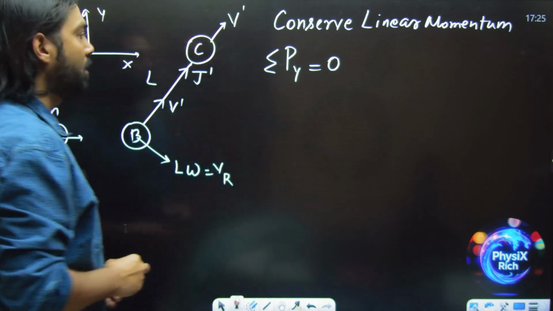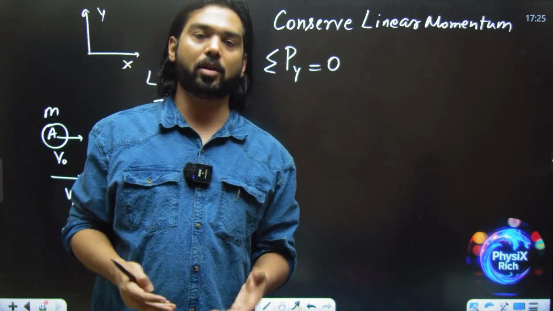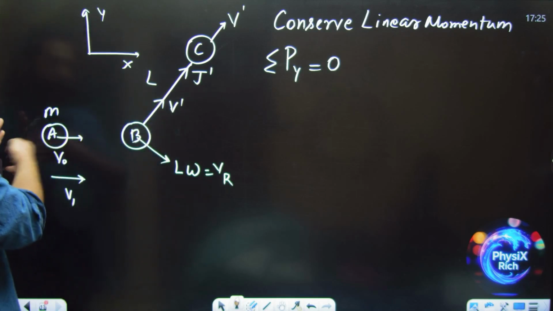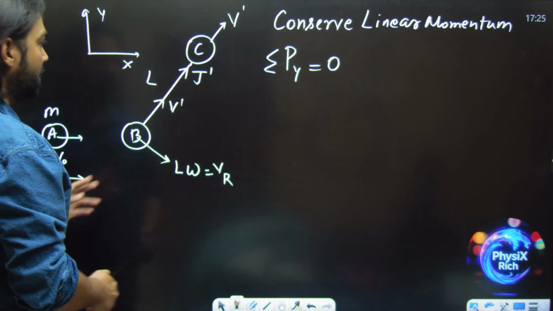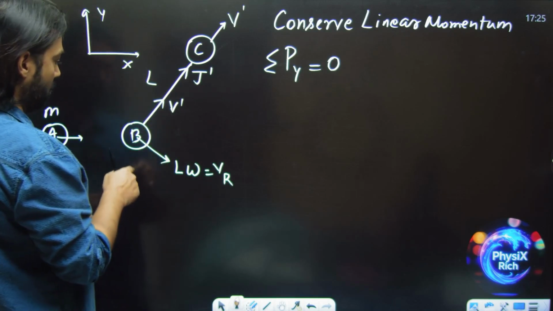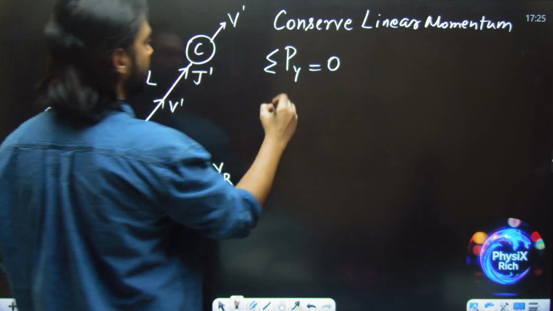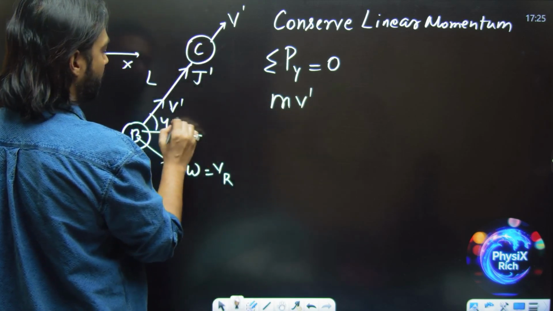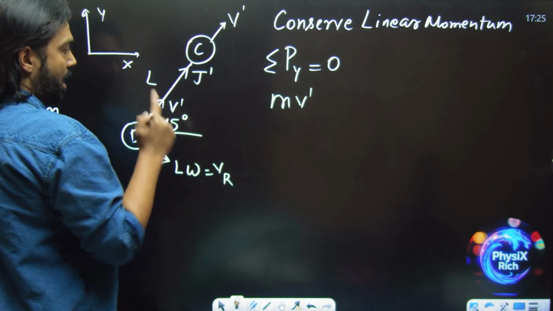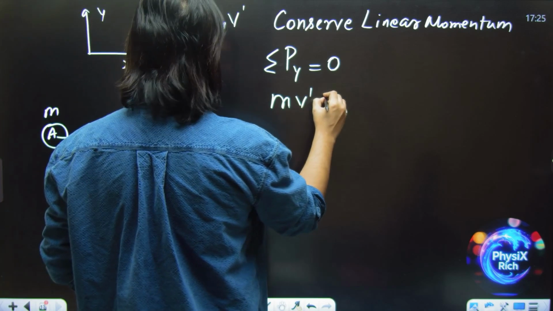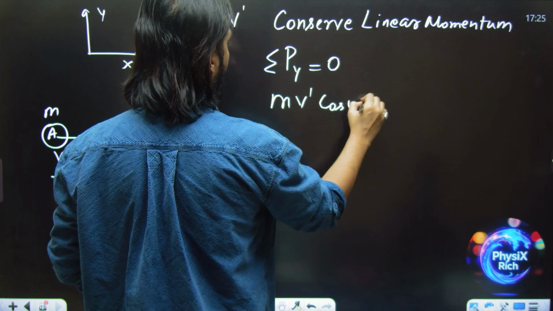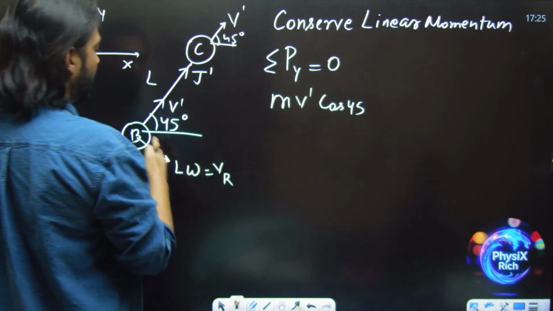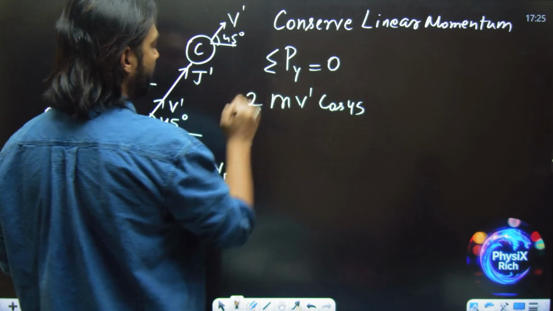Why is it 0? It's 0 because of obvious reasons. There was no initial momentum along the y-axis. So I will simply write the momentum of C, which is mv dash, and I know that this angle in the question was given to be 45 degrees. Now mv dash cos 45. There is 45 degrees here also, and there is mv dash cos 45. There are two of these.